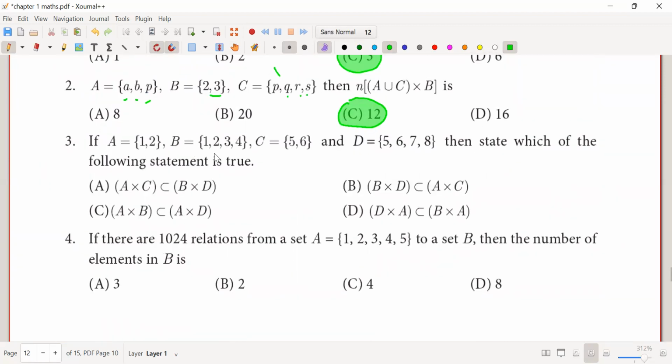If A equal to 1, 2 and B equal to 1, 2, 3 and C equal to 5, 6, D equal to 5, 6, 7, 8, then state which of the following statements is true. Very good. All right. These two would be forming 2 into 2, 4. These four would be forming 4 into 4, 16. These four will definitely be inside this. So A cross C subset of B cross D is the exact answer. Well done. You have to justify your answer, okay?